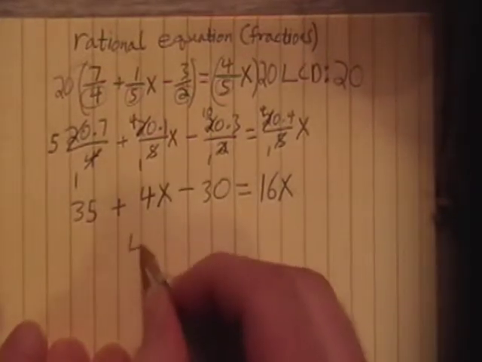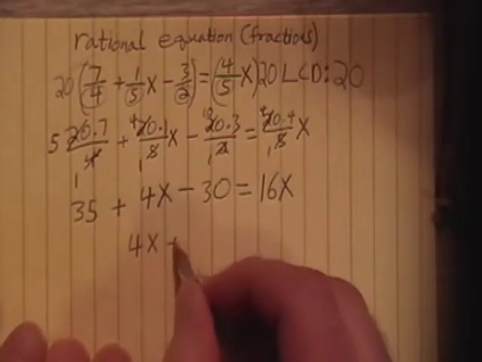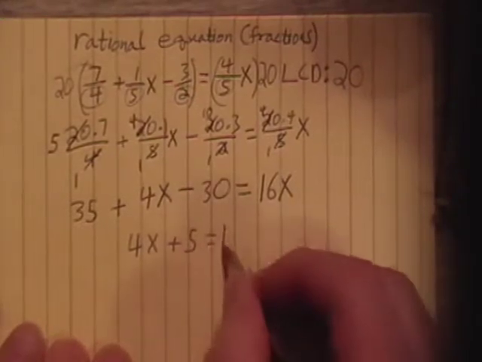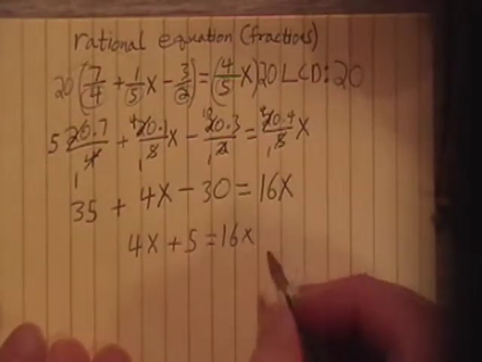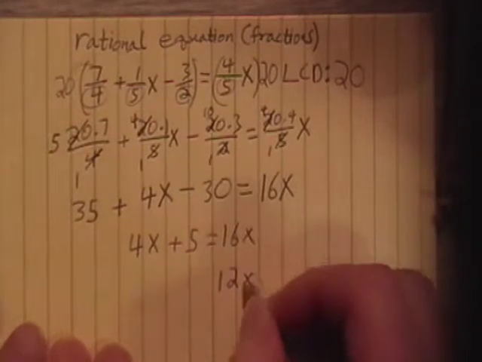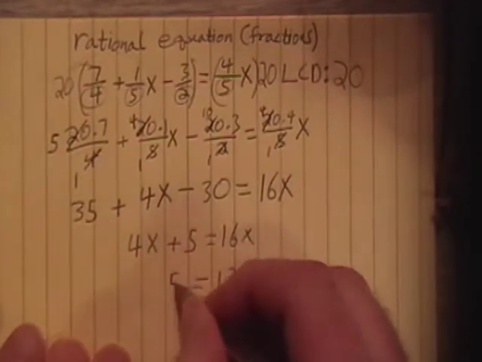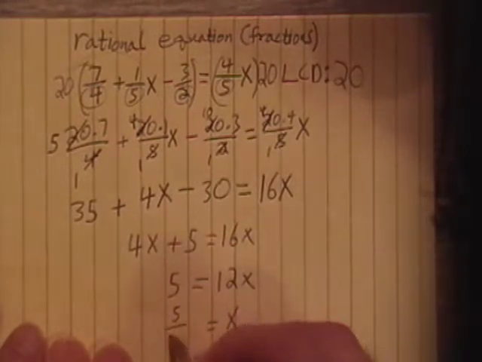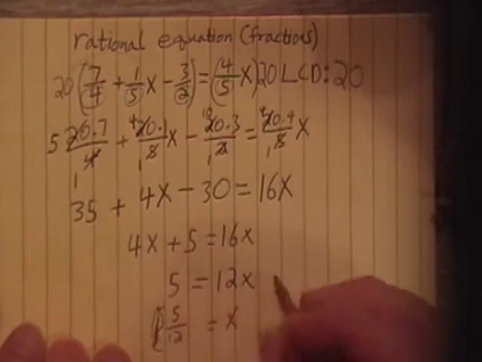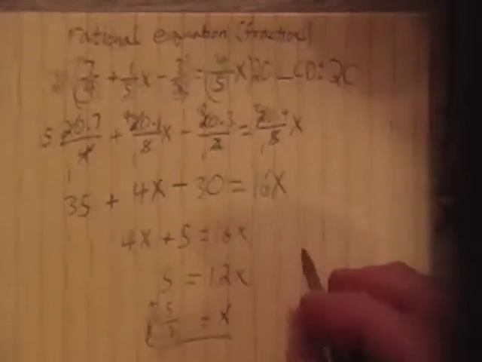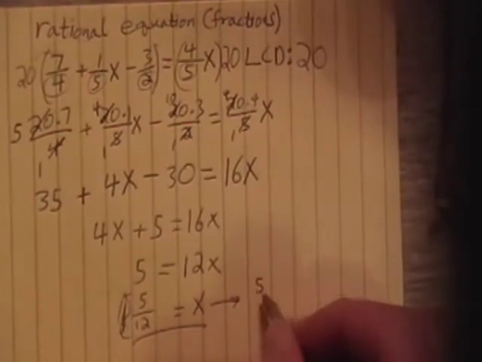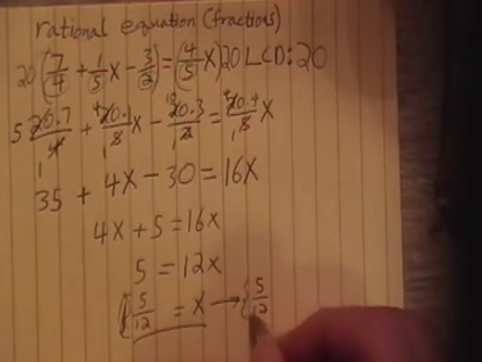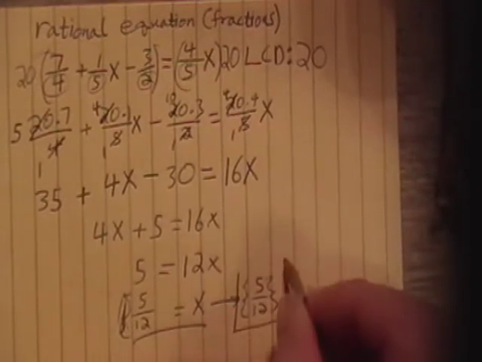I'll combine like terms, so I get 4x plus 5 equals 16x. Get my x's on both sides. 12x equals 5. And we can get x, that's going to be 5 over 12. This time I'll leave it to you guys to go ahead and check. Okay, so I'll write this in our nice set notation.